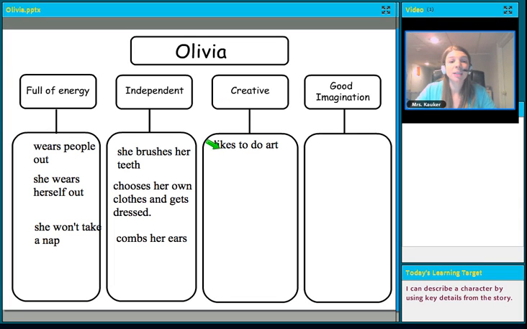Let's do this one together. Creative. Missy got us started. I think that a good word that describes Olivia is that she's creative, but I can't make it up. I need to have textual evidence that proves that she is creative. She likes to do her own art. How else was Olivia creative? Raise your hand if you can help me out.